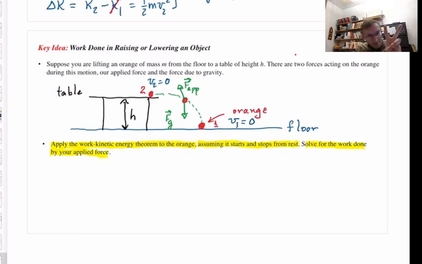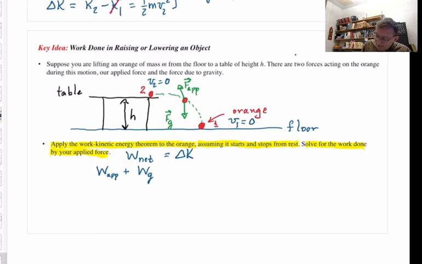We're saved by 2 things. The assumption that the orange starts and stops from rest, and that the other force acting on the orange, F grav, is constant. So here we go. Now it tells us what key physics to use, the work kinetic energy theorem, for the orange. So W net equals the change in the kinetic energy, delta K. All right, let's write down each side. Well, there are 2 forces acting on the orange. My applied force, so there's the work done by my applied force, W applied, plus the work done by the gravitational force, WG. That's the symbolic way to write W net.